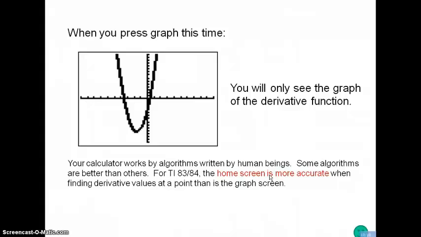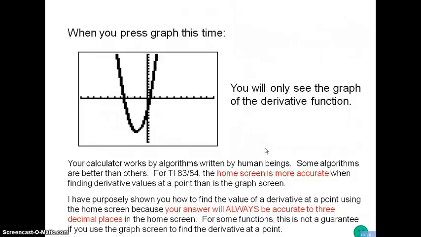I have purposely, for those of you that know how to do it, I have purposefully not shown you how to do that, because depending on the type of function that you're working with, the graph screen, when you evaluate a derivative at a point, may not be accurate to 3 decimal places, but the home screen always will be. So I've purposely shown you how to find the value of a derivative at a point using the home screen only, because your answer will always be accurate to 3 decimal places in the home screen. So for some functions, it's not a guarantee if you use the graph screen to find the derivative at a point.